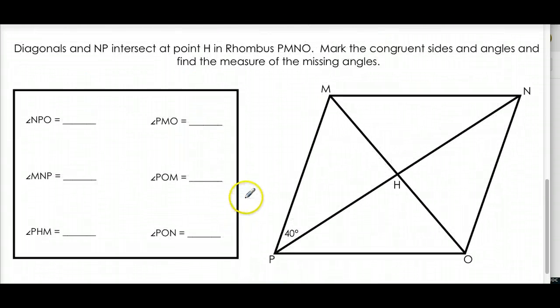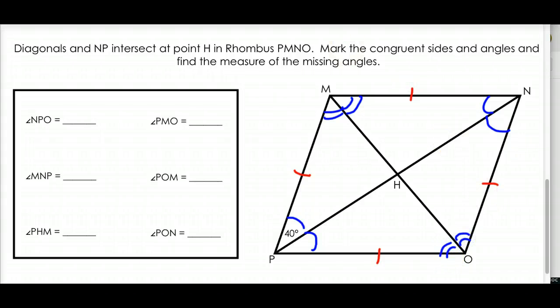All right. Let's keep rolling. Diagonals MO and NP intersect at point H of rhombus PMNO. Mark the congruent sides and angles and find the measures of the missing angles. Sure enough, I can do that. Congruent sides, boom, boom, boom, boom. Congruent angles, well, we know this and this are congruent, and so are this and this, because the diagonals bisect each other. We could also assume that these are all congruent too, right?